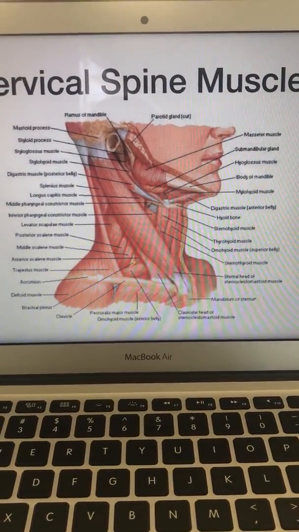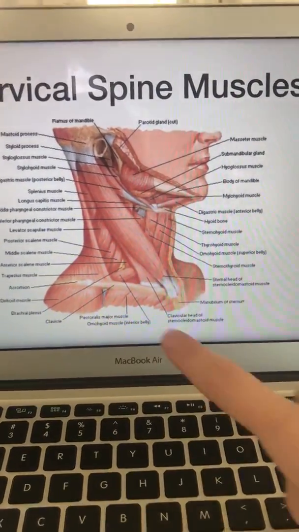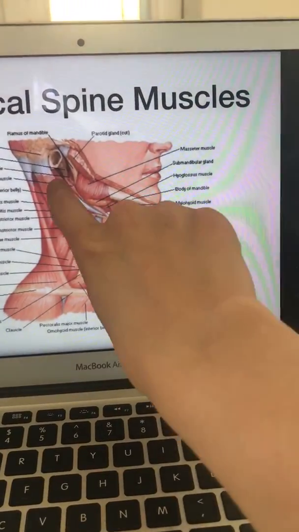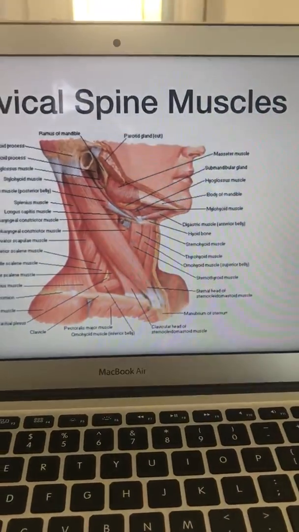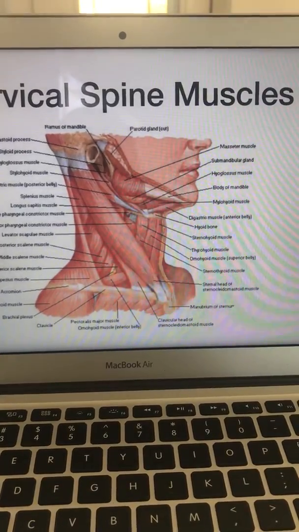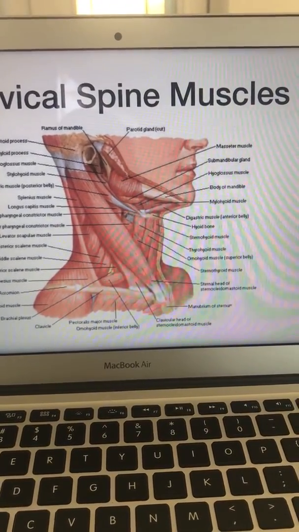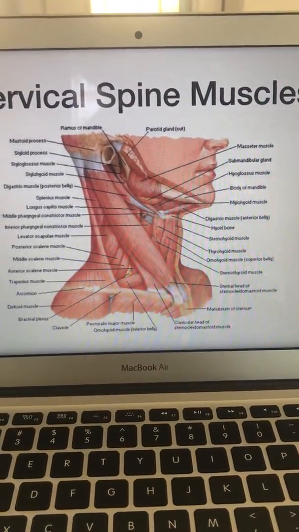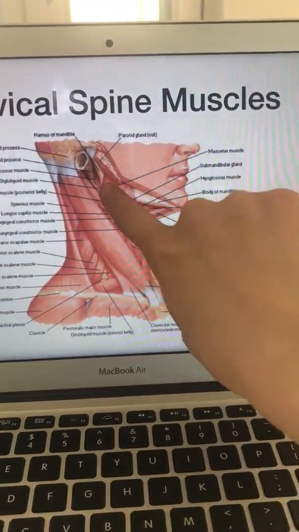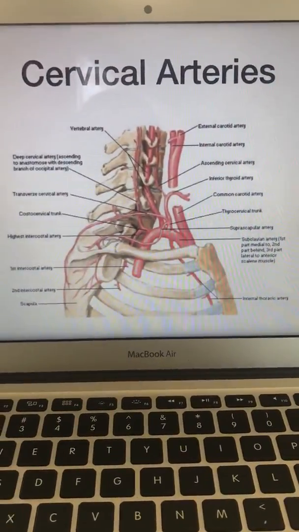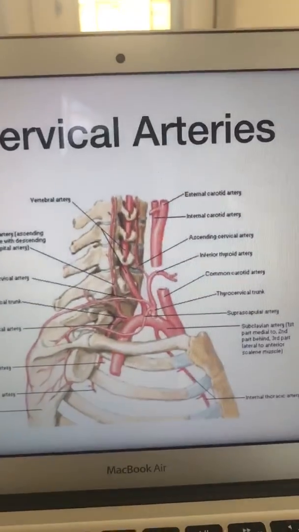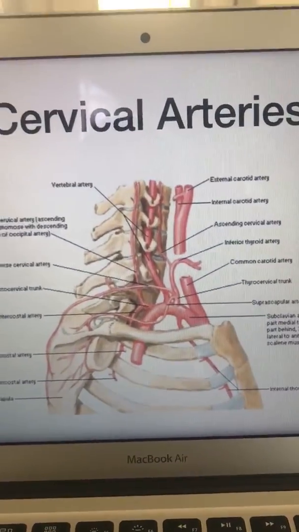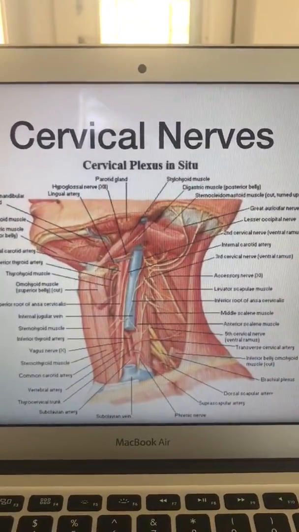So cervical spine, I mean, you could say upper traps, sternocleidomastoid are probably some of the more important ones here. If you guys haven't done the C-spine yet, but you'll learn lots of applicable muscles. I feel like these two are easiest to remember. They're big. And then cervical arteries, this is just a visual for you. Same with nerves.